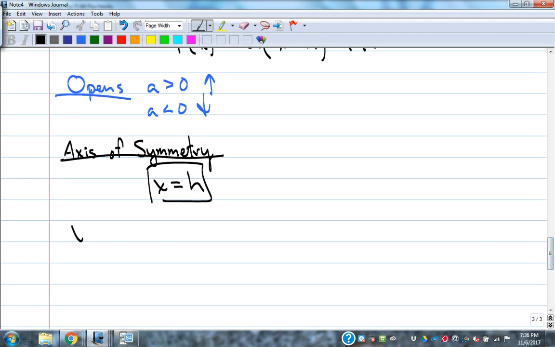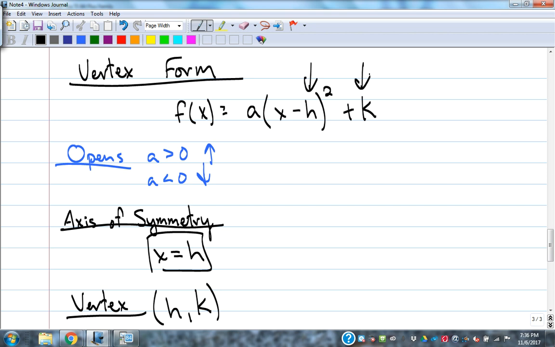And then our vertex is h comma k. And that k is that guy right there. Without having to calculate one thing, we've got those first three things because it was in vertex form. If it's in standard form, we have to do the calculations for those things. But if it's in vertex form, that's not so bad. I get them just by knowing where things are. The axis of symmetry will always be in here, the vertex will always have that same number, and whatever's out here is the y value for the vertex.